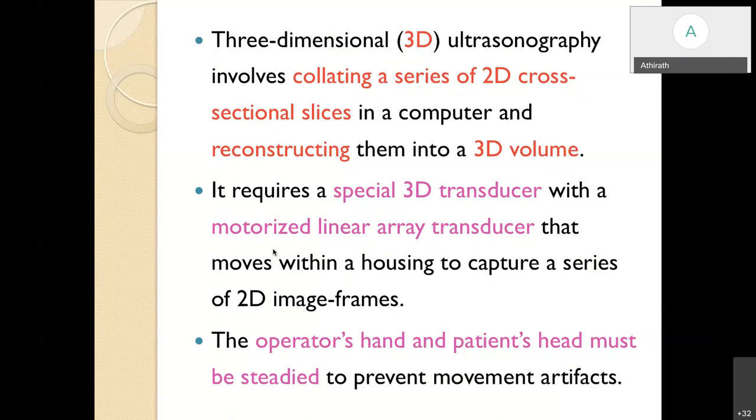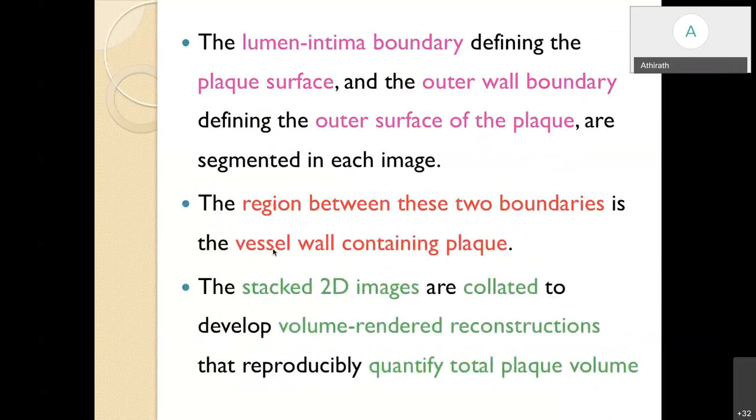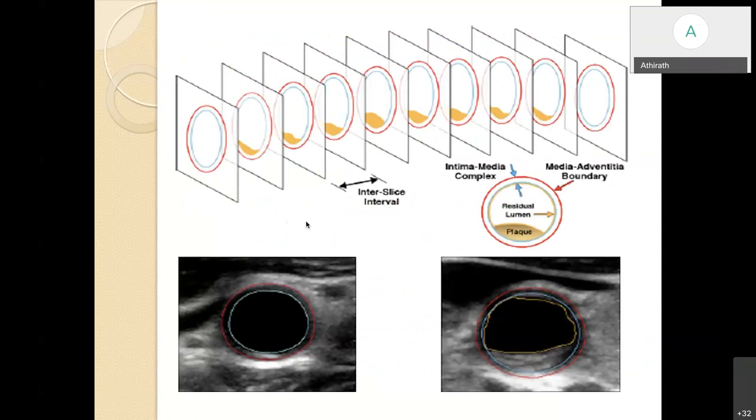motion artifacts. And in this three-dimensional imaging, the lumen-intima boundary, which is actually the plaque surface, and the outer wall boundary, which is the outer surface of the plaque, are segmented in each image. And the region between this lumen-intima boundary and the outer wall boundary is actually the vessel wall containing the plaque. So the stacked 2D images will be collated to develop a volume-rendered reconstruction, after which we'll get to know the total plaque volume. So in this image, you can see that these slices are the 2D slices, which will be collated in the software to construct a 3D volume. You can see the intima-media complex and the media-adventitia boundary.